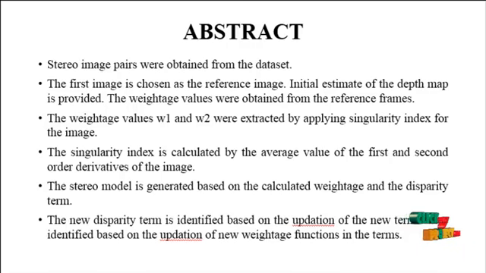The weightage values W1 and W2 were extracted by applying the singularity index for the image. The singularity index is calculated as the average value of the first and second order derivatives in the image. The stereo model is generated based on the calculated weightage and the dispersity term. The new dispersity term is identified based on the updation of new weightage functions in the terms.